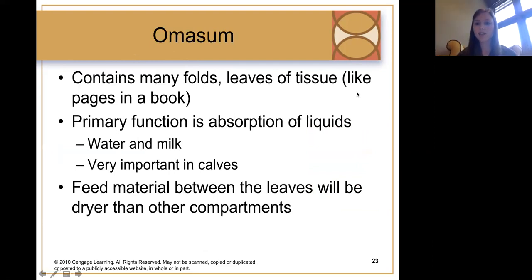So the next section of the stomach that we're going to talk about is the omasum. This section contains many different folds, kind of leaves of tissue. I like to think of it like pages in a book. The primary function of the omasum is the absorption of liquids, like water and milk in calves. So it's an extremely important compartment of the stomach in calves, because they will be on a pretty much all liquid diet, and the omasum is going to be really important for absorbing that milk. The feed material between the leaves will actually be drier than in other compartments, because once the feed is between those leaves, all of the water is being absorbed out. So that feed will be really dry at that point.